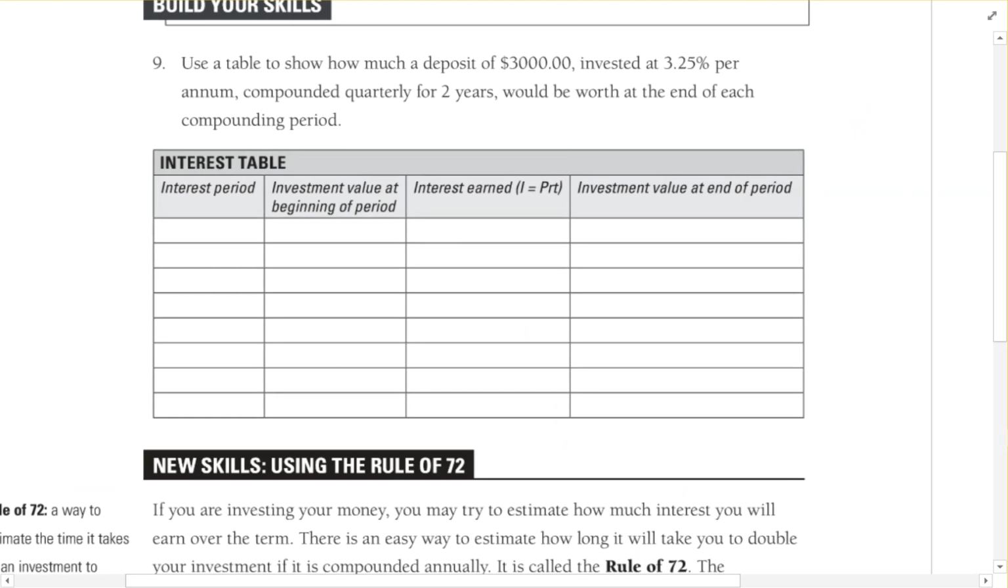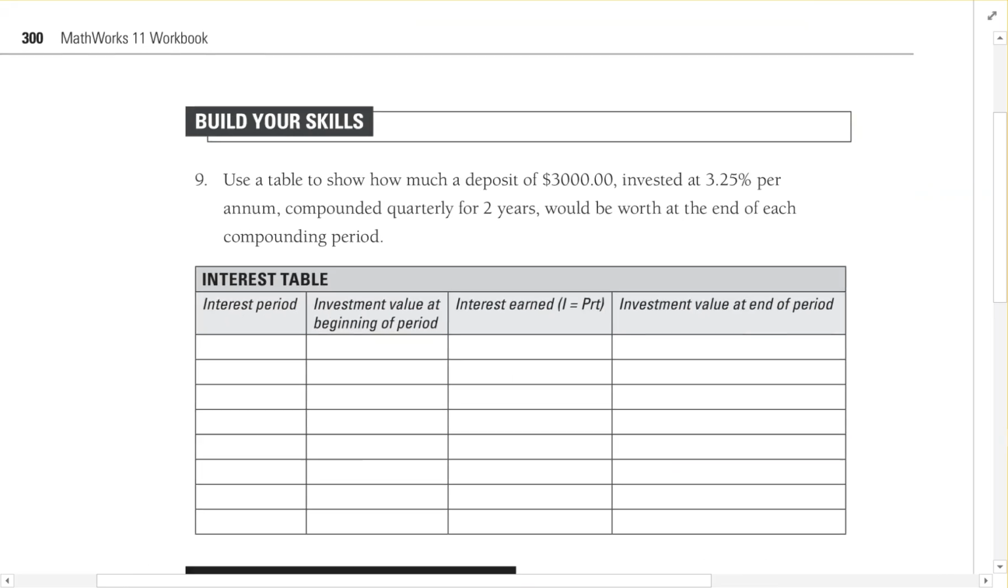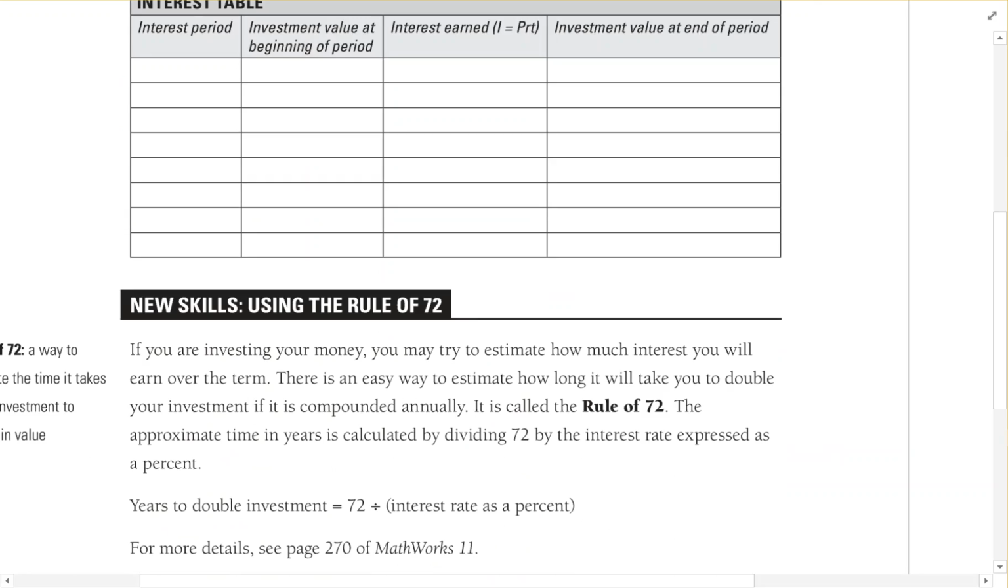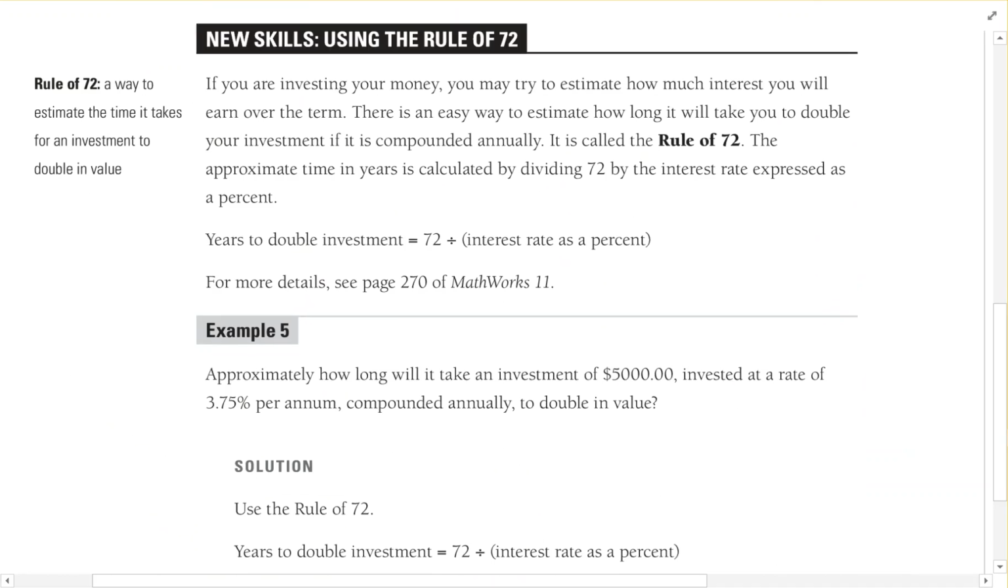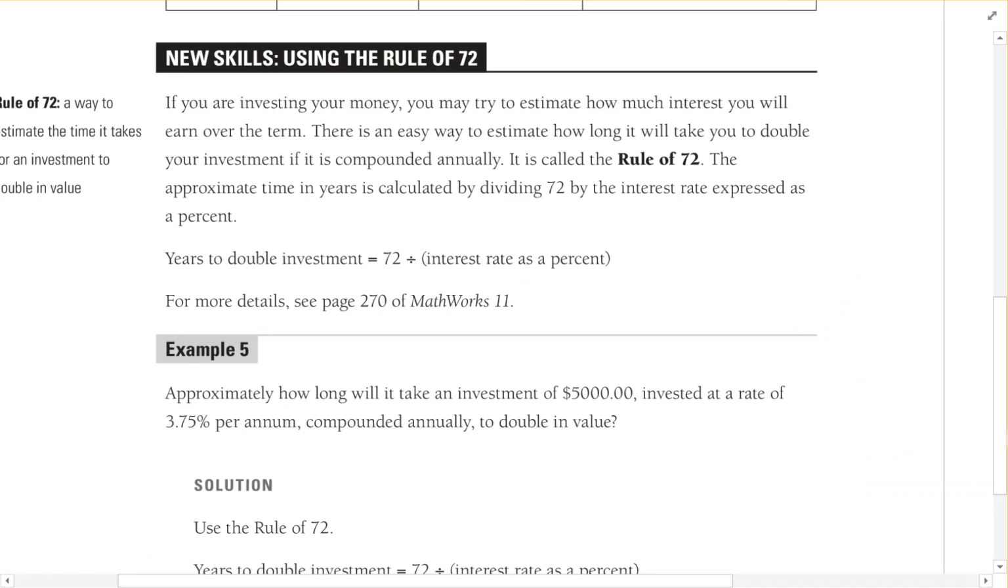Okay, number 9. Oh, and skip the example before this one. I kind of skipped ahead. I'm on page 300. So number 9, we're going to skip. It seems like it's going to take quite a long time to do the whole thing, and I don't know if it's worth it. So let's skip number 9. And now we're going to go on to the rule of 72. The rule of 72 is a way to estimate the time it takes for an investment to double in value. This one's going to be pretty easy, actually.